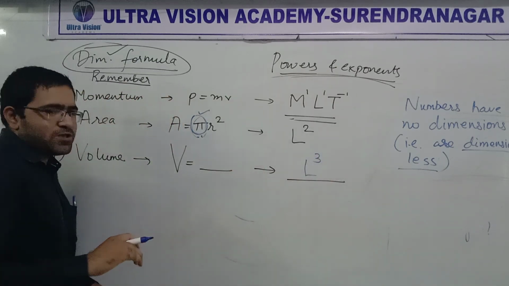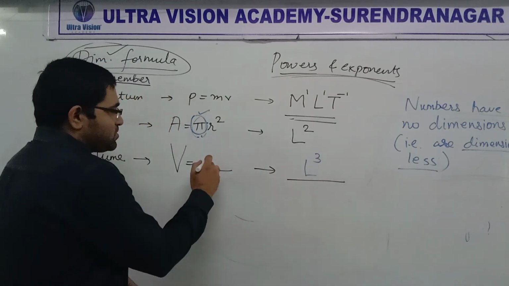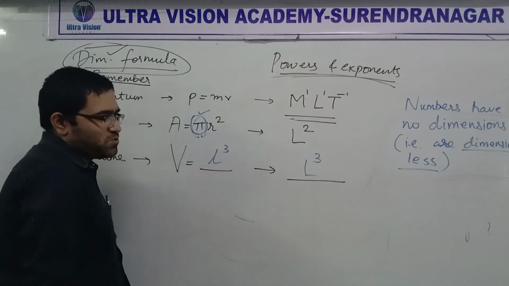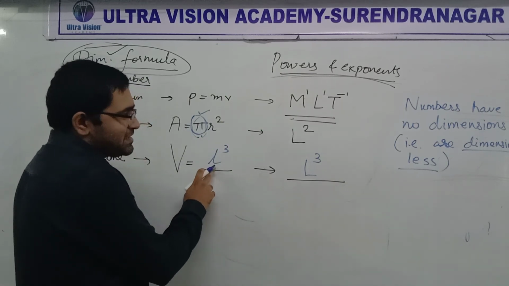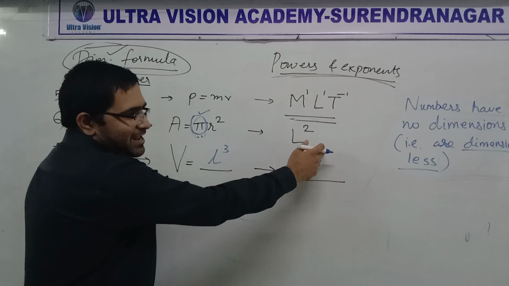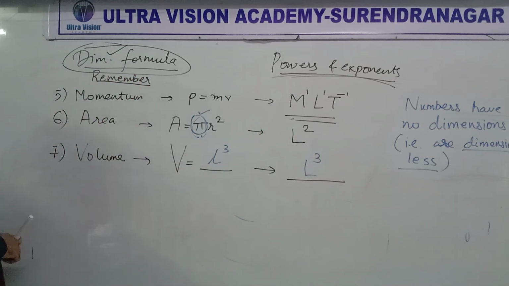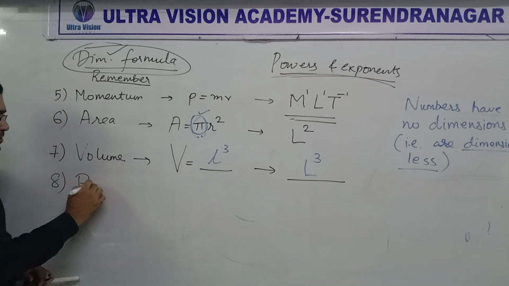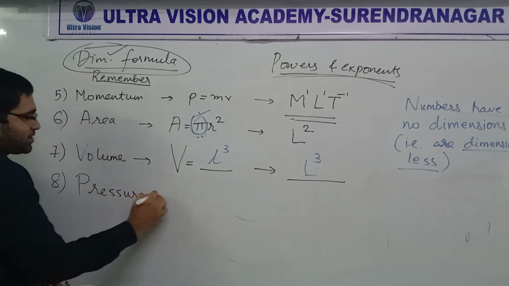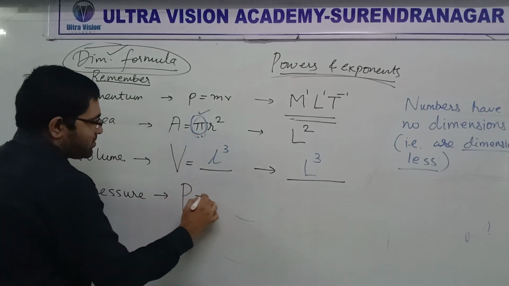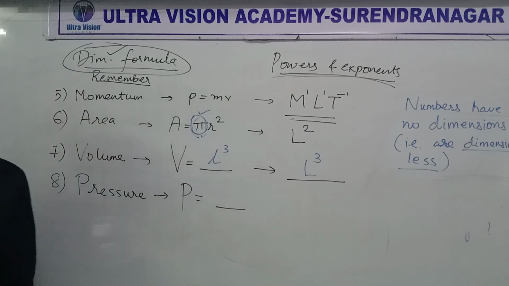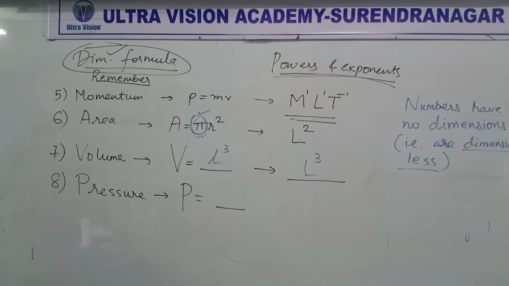Well done. Because we can use the cube formula. Volume of a cube is small l cube, isn't it? So l means length. Length, capital L raised to 3. Got it? So easy. Right? Next, number 8. Now, pressure. Come on. Do you remember the basic formula of pressure?